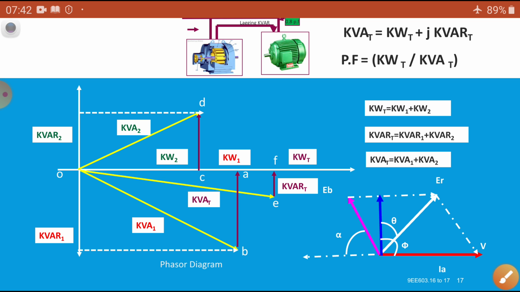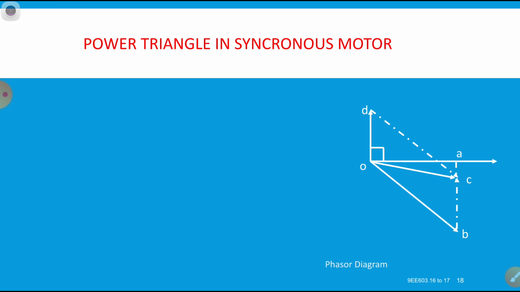This is a vector diagram, this is a phasor diagram. From this one you are going to understand how this happened in the system. Okay, so we will see this continued practical problem in the next class.